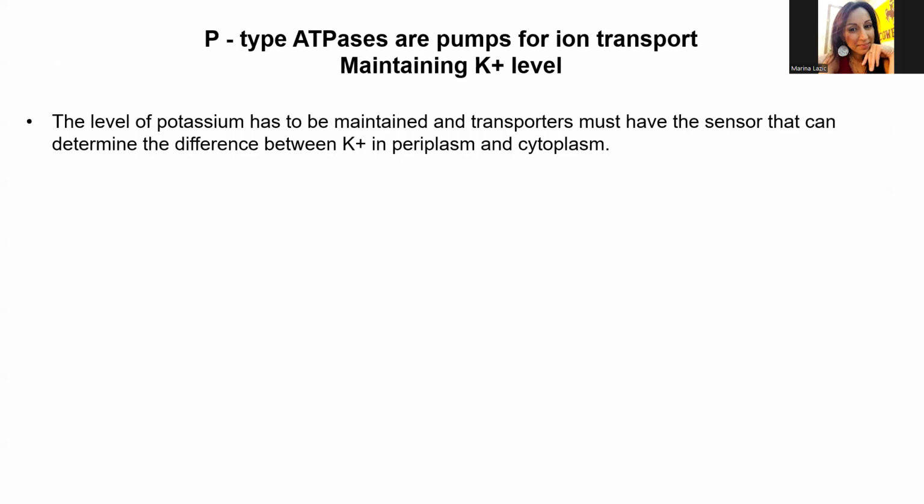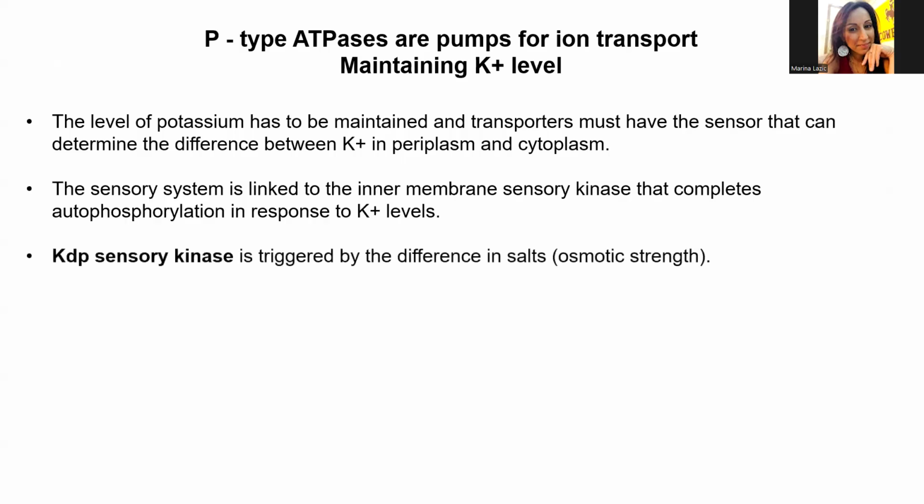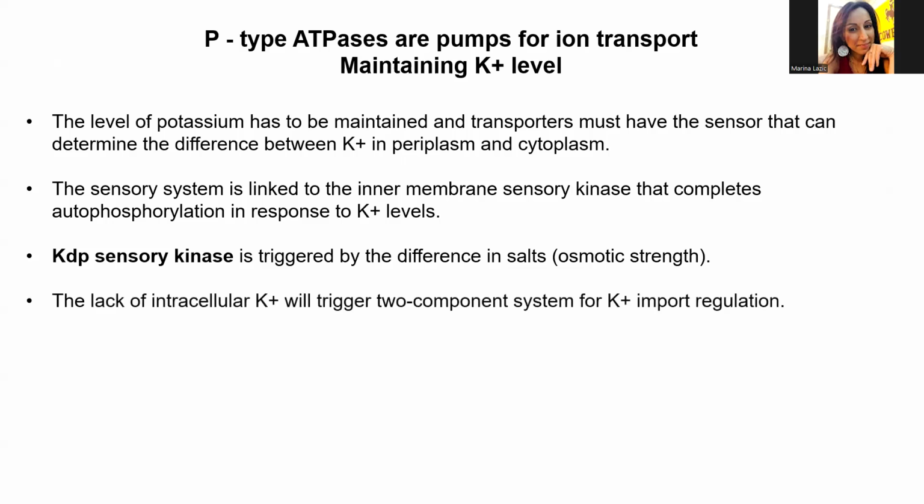So the sensor that senses the level of potassium is nothing else but sensory kinase. And sensory kinase, again in the membrane, is phosphorylating itself, which means autophosphorylation, and it does that depending on the levels of potassium in the cell. So it's called, very creatively, KDP sensory kinase, and what this kinase is sensing is the difference in salt, the difference in potassium level, like osmotic sense.